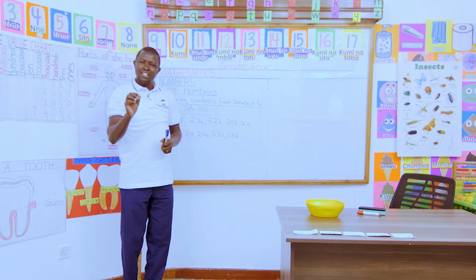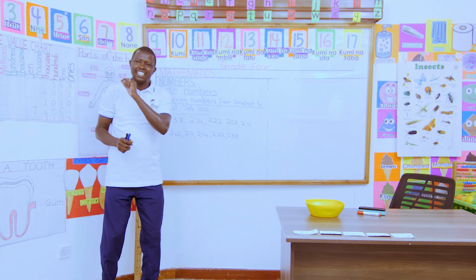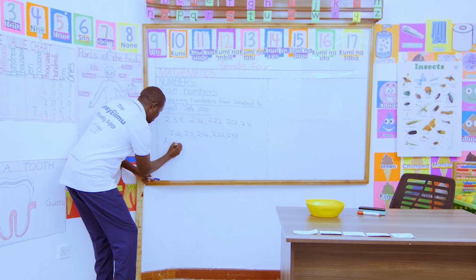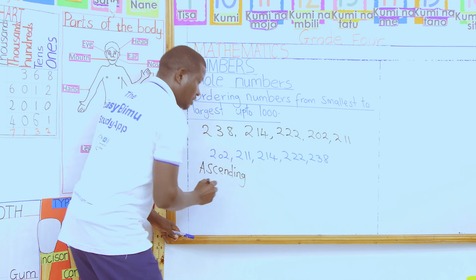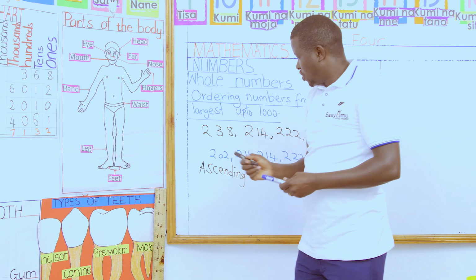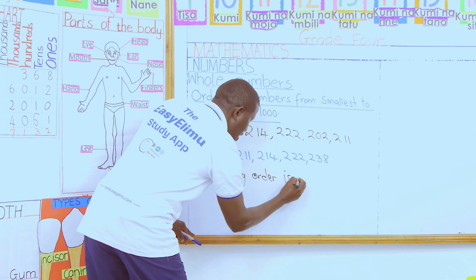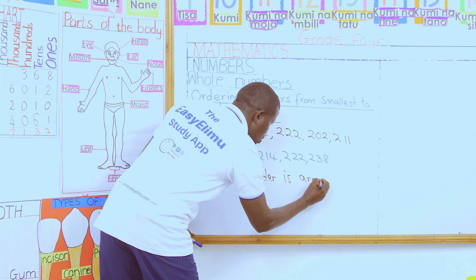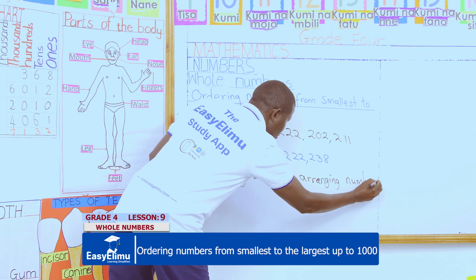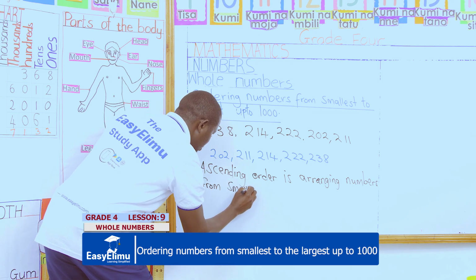In our groups, can we take our dictionary and look at the meaning of the word ascending? Ascending order, ascending. You check the meaning of the word ascending. What is to ascend, or in ascending order? Ascending order is arranging numbers from smallest to the largest.